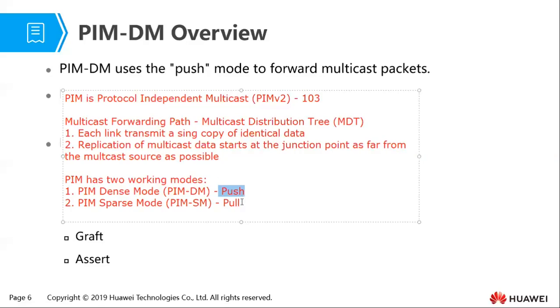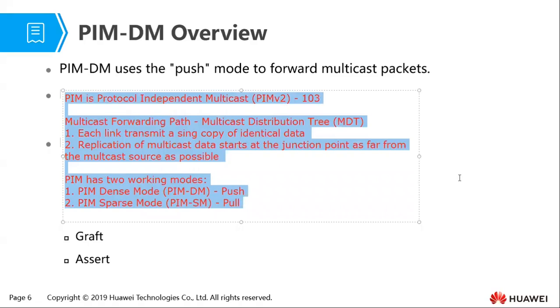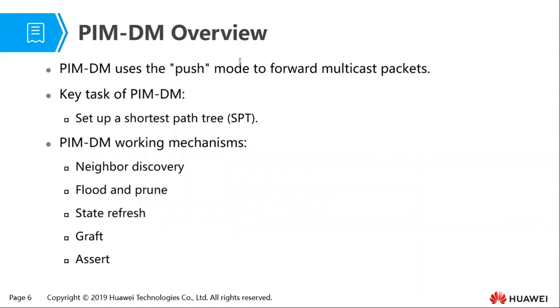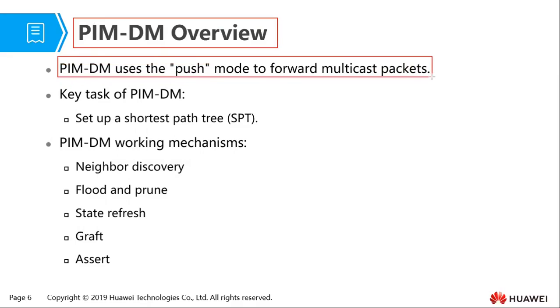On the other hand, with the sparse mode, it is people who want data from certain groups that have to request. They have to request data. So that is what happens when it comes to PIM-SM. Okay, so with that in mind, let's begin by having an overview of PIM-DM. So PIM-DM uses the push mode to forward multicast packets.